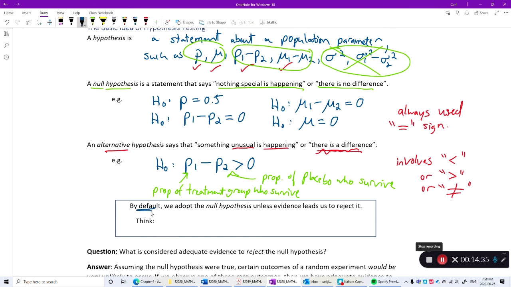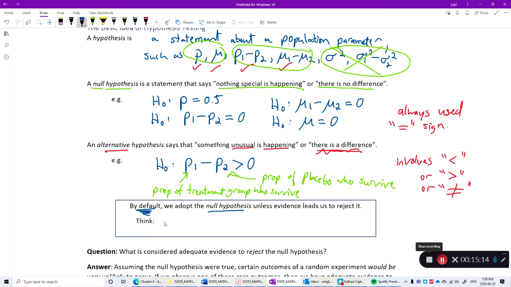Okay, so by default, if somebody says, "Hey, try this drug, maybe it'll help cure COVID-19," if you're skeptical, you would say, "Well, maybe, but let's begin by assuming that it's no more effective than a placebo. Let's assume that there's no advantage for taking this drug. We hope it does, but we start out with the assumption that it doesn't do anything, and we need to be convinced. We say, well, maybe, but prove it, right? Convince me." So by default, we adopt the null hypothesis unless evidence leads us to reject it.